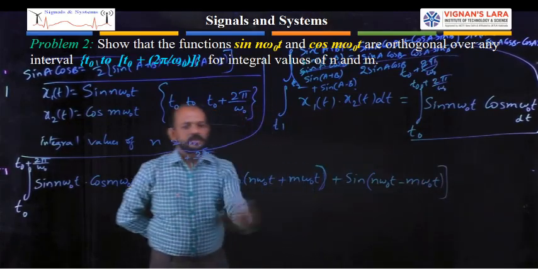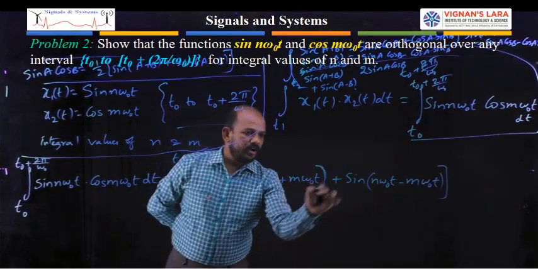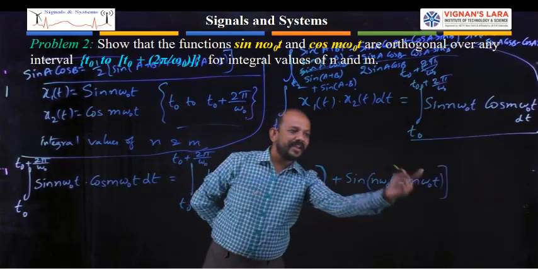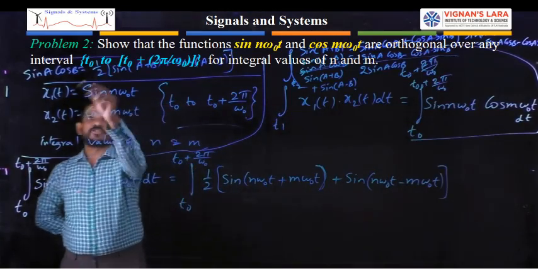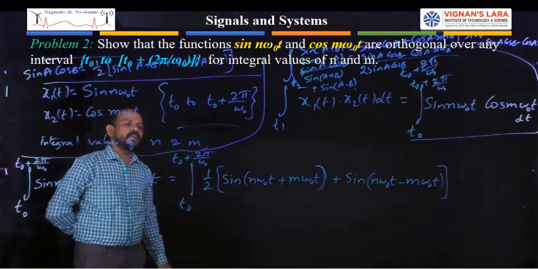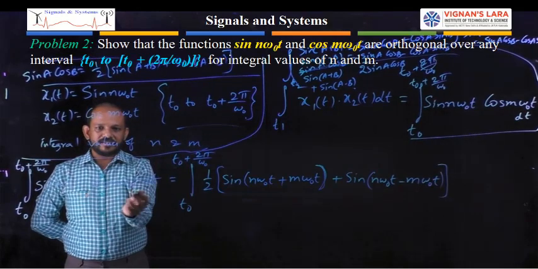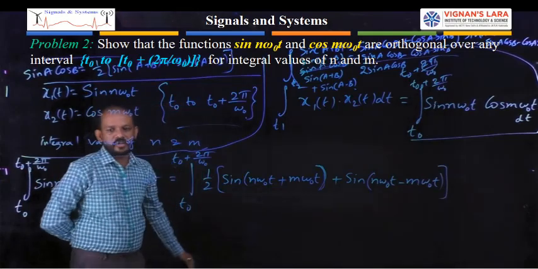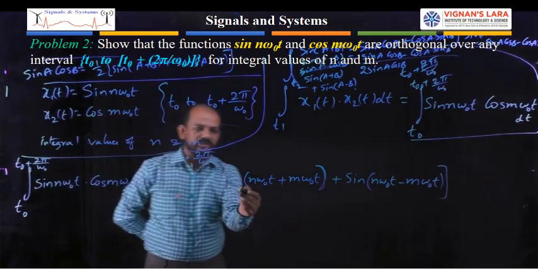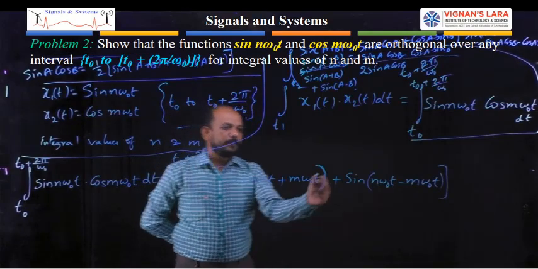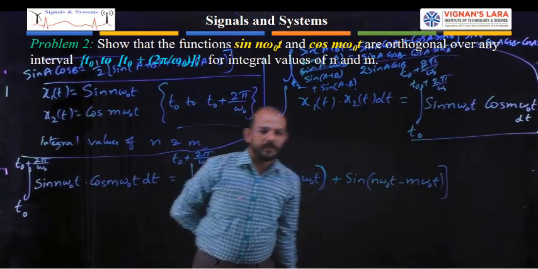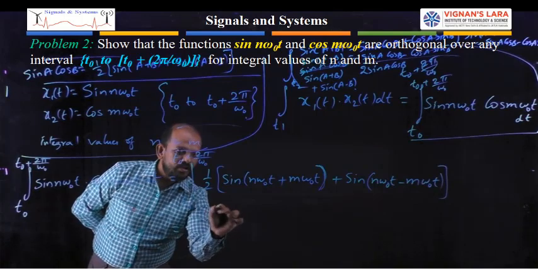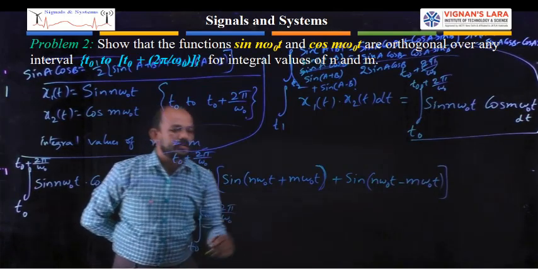Okay, this one. So your formula sin A cos B equals 1 by 2 into sine of A plus B plus sine of A minus B. I applied the formula for the given data. Here, by applying this formula, I can write the integral of sin n omega naught t into cos m omega naught t as 1 by 2 into sine of n omega naught t plus m omega naught t plus sine of n omega naught t minus m omega naught t. So I am solving this, from t naught to t naught plus 2 pi by omega naught.